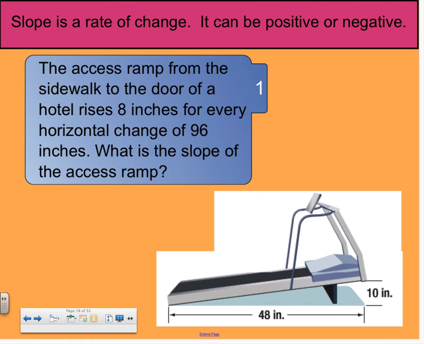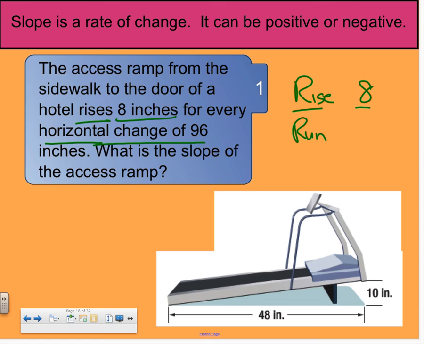Okay? So if I'm trying to find slope, what are the 2 things I need for slope? What are the 2 R words? Rise over run. Very good. So what is it telling me is the rise in this situation? 8. It says rises 8 inches. Okay, so my rise is 8. And what would my run be? Okay, very good. Horizontal change.